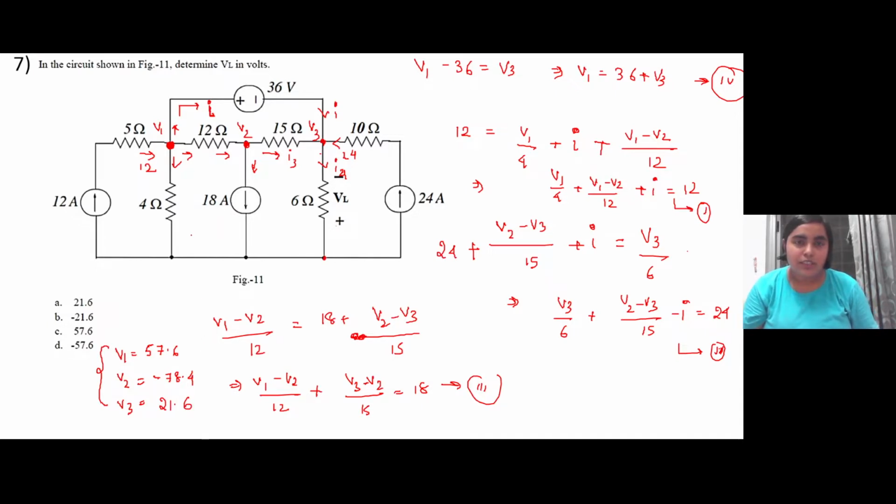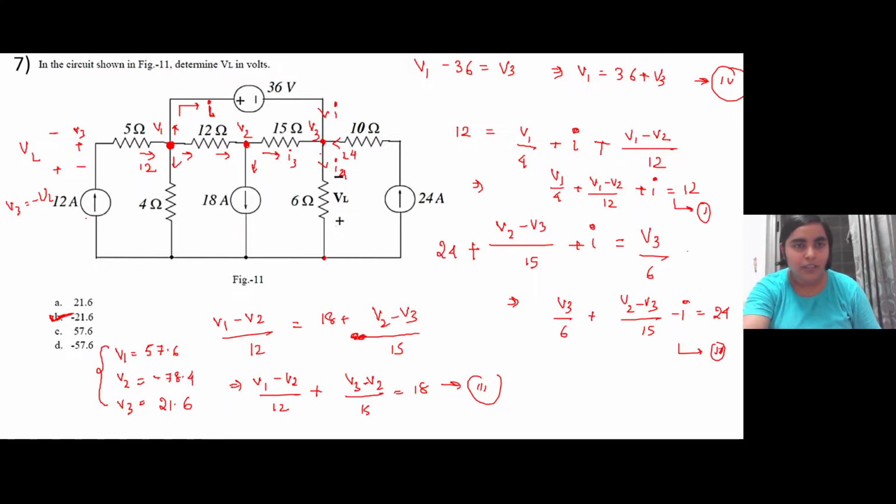Now the question is, what is the load voltage VL? VL is this way, right? And the V3 voltage, the node voltage, is in this way. So V3 will be equal to minus VL. Since V3 is the negative of VL, the correct option will be option B, right? Minus 21.6. Okay with this? Okay, ma'am.